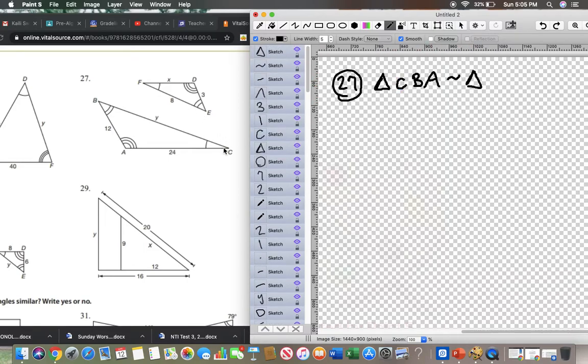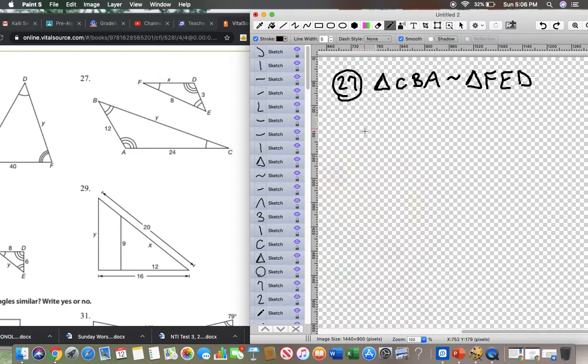All right, now let's look at the little ones. So angle C and angle F, they have to be corresponding. And then angle B and angle E have to correspond. So E is going to be the next letter. And then lastly, A and D correspond. So match them up: C and F, B and E, A and D. They all have to have this exact corresponding parts according to your diagram right there.